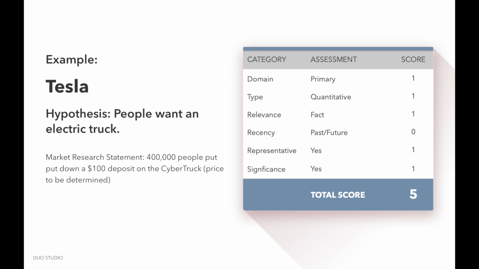It gets a 0 for recency. Since the deposit was only $100 and refundable, there is no guarantee that this will translate into a sale. Someone can back out at any time. Predictions and forecasts are by their very nature an assumption, and that's why it gets a 0 for recency. This is representative of the basic premise: if I build it, then people will buy it. And it is significant. It does represent a large market.